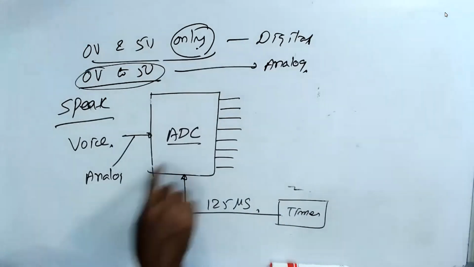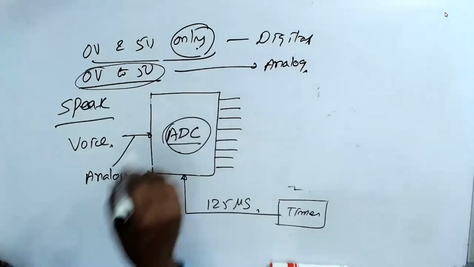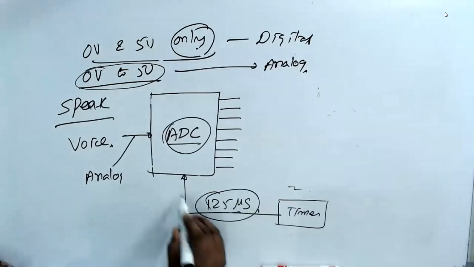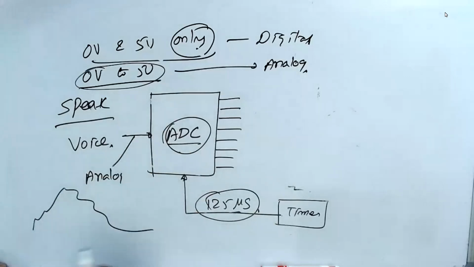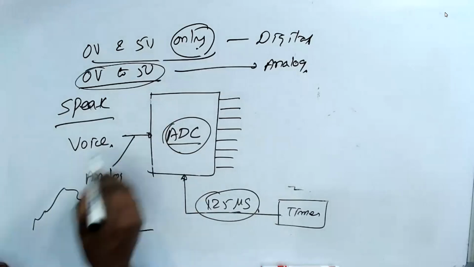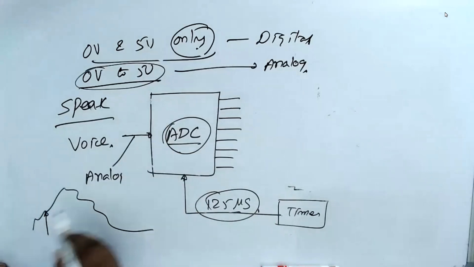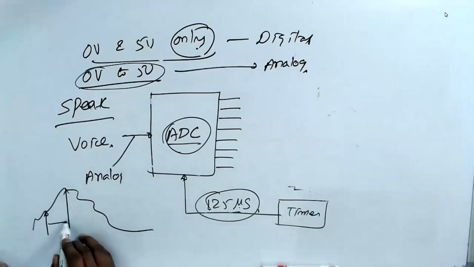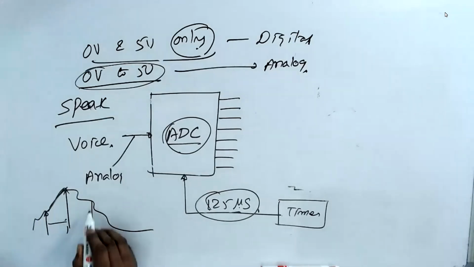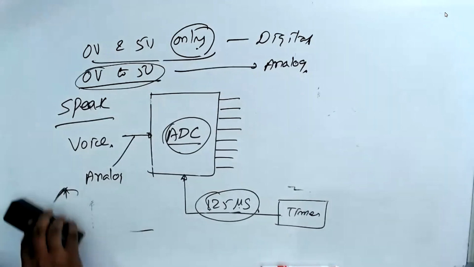Now I have an ADC converter. What the ADC converter does is, every 125 microseconds, it will convert this voice. So if I speak continuously, whatever the voltage is now, I will take the next voltage after 125 microseconds. In between, all the voltages are gone. I take only those voltages. Then I will take again after 125 microseconds. So what is happening? This is what you have to understand.